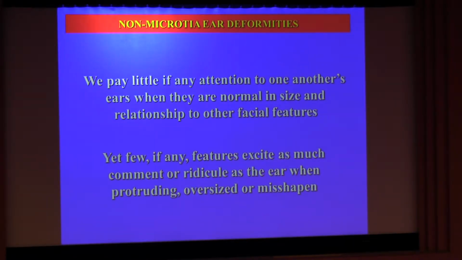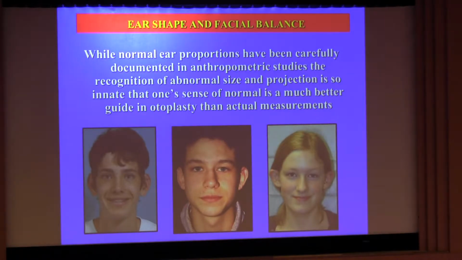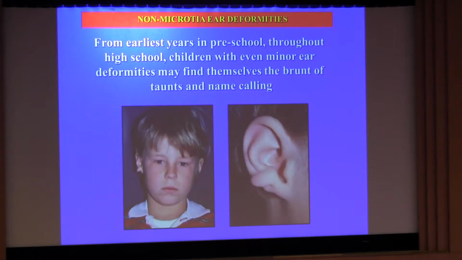We pay very little attention to one another's ears if they're the right relationship and size to facial features, but few deformities excite as much ridicule as ears, and even small deformities can be the source of significant psychological distress. Normal ear proportions have all been written about, and anthropomorphic studies show exact angles and distances from the head, but we really innately see what looks normal in terms of size, in relation to the facial structures, and projection, and those are much more important parts of putting things in the right place than the measurement.